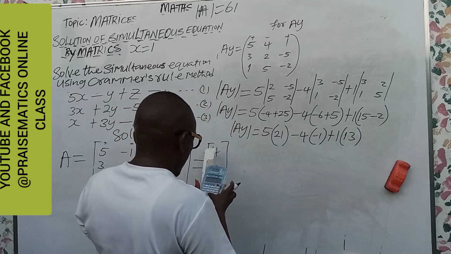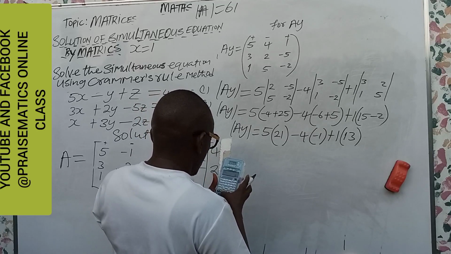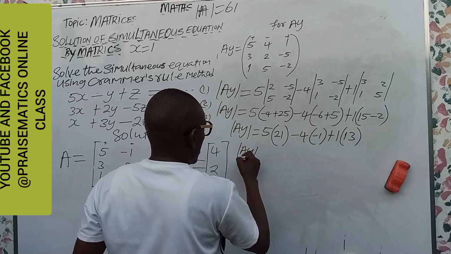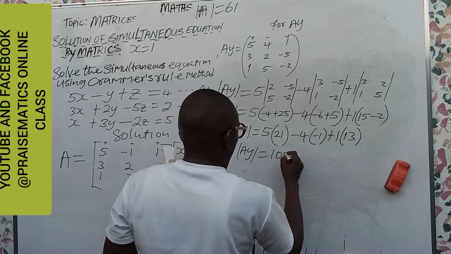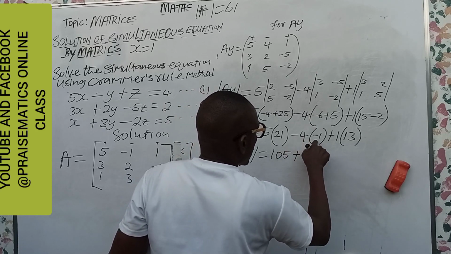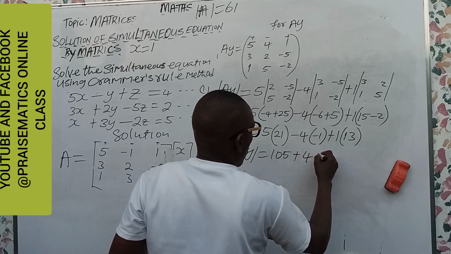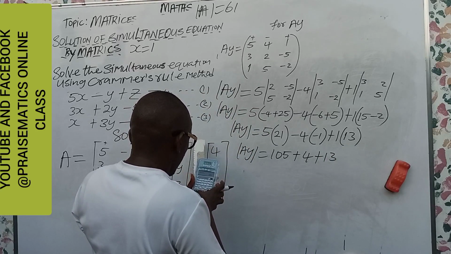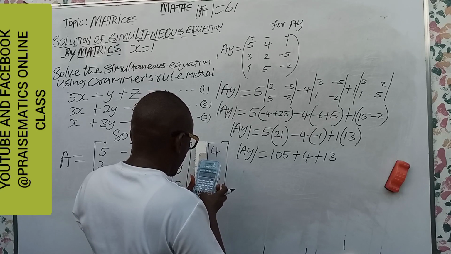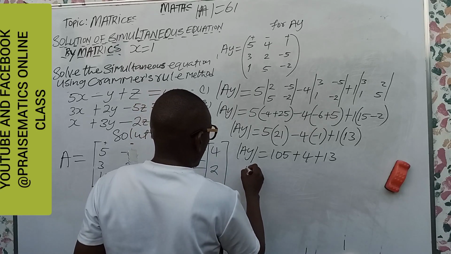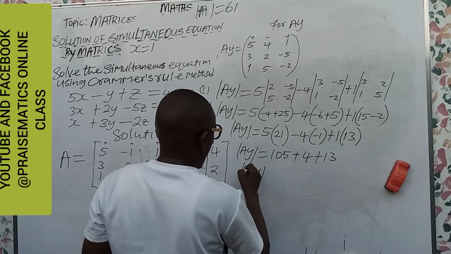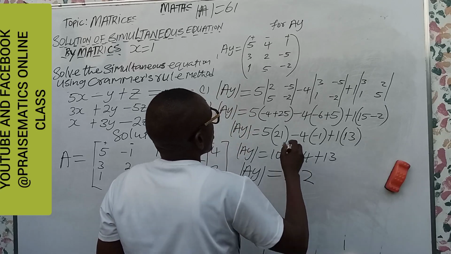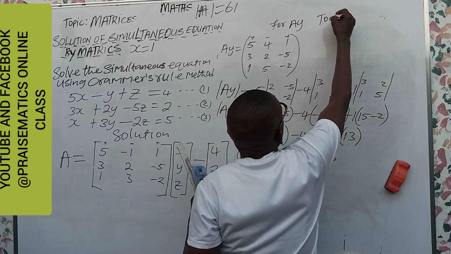5 times 21 will give us 105. So our AY determinant is equal to 105 plus, minus times minus will give us plus 4, plus 13. So 105 plus 4 plus 13 is equal to, now what do we have? AY determinant is equal to 122.